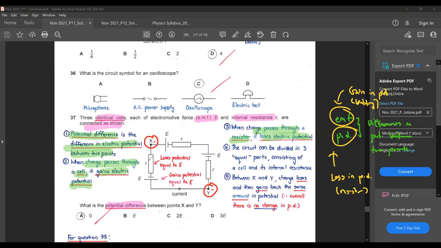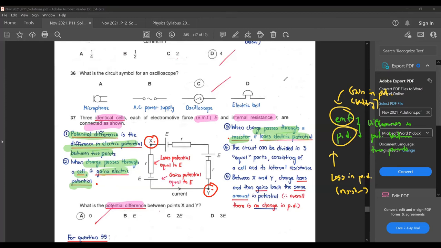So now EMF is where you gain electrical potential. That's the first thing that you need to know. When your charge passes through your cell, it gains electrical potential. When your charge passes through a resistor, it loses electrical potential. Okay, that's the main thing to know first. Now if you look at your circuit here, you can actually see that there are three equal parts.